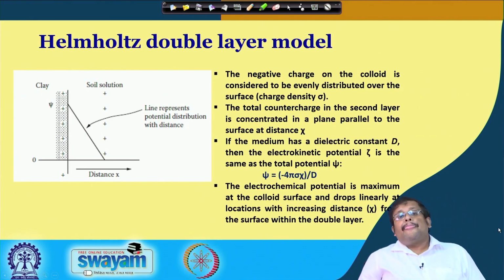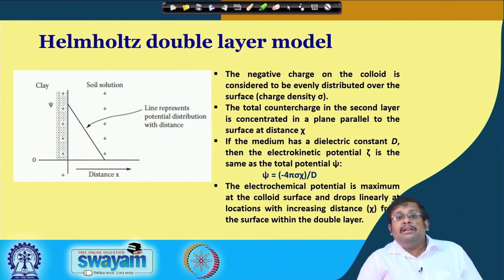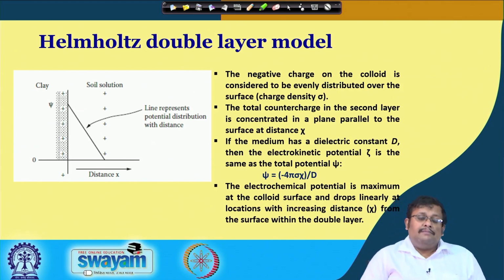Now, let us see the different models given by different scientists to describe this diffuse double layer. Let us first see the Helmholtz double layer model. In the Helmholtz double layer, it assumes that the negative charge on the colloid is evenly distributed over the surface with a charge density of sigma.